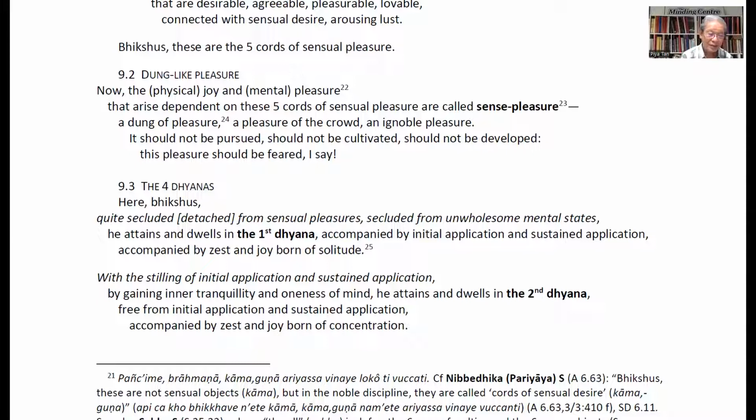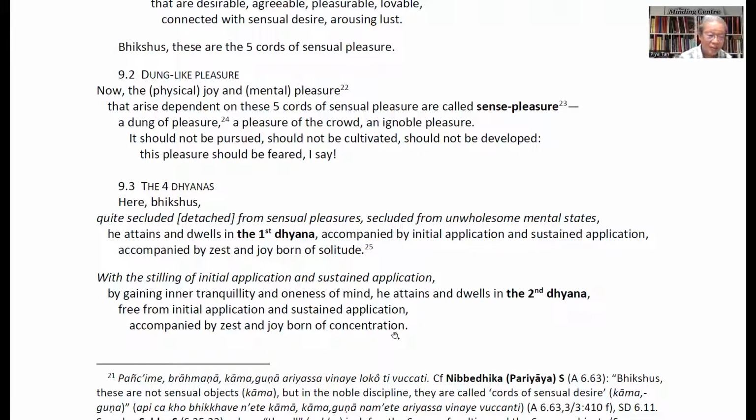Now look at the second jhana, with the stilling of initial application and sustained application. Now this line is italicized because it's important. It means we let go of this. It's already mentioned earlier, accompanied by initial application, sustained application. Here in the second jhana, the stilling, it becomes calm. You let go of it, renounce it. So when this is gone, by gaining inner tranquility, inner peace of the body and the oneness of mind, he attains and dwells in the second dhyana, free from initial application and sustained application, accompanied by zest and joy born of concentration.